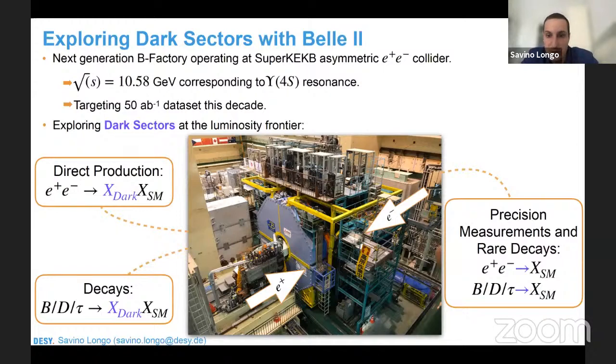So this is a luminosity frontier experiment, and we'll be searching for dark sectors at the luminosity frontier with a variety of methods. So we have searches looking in direct production. So we produce e+ e- to a dark sector signature plus standard model. We also produce copious amounts of B mesons, D mesons, and taus, and we have searches looking in the decay of these particles for dark sector signatures. Then we'll also be performing precision measurements and looking for rare decays. And in this case, we can compare our measurements to the standard model as a way to see for potential hints of a dark sector. So in all three of these areas, we have analyses currently ongoing at Belle 2, exploring dark sector physics.